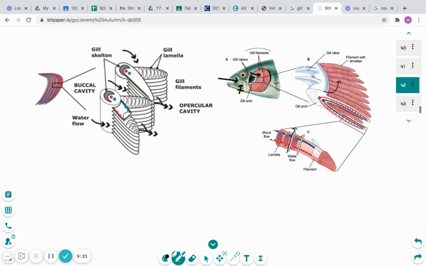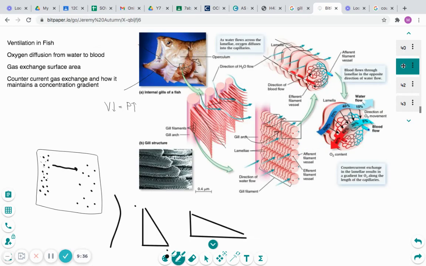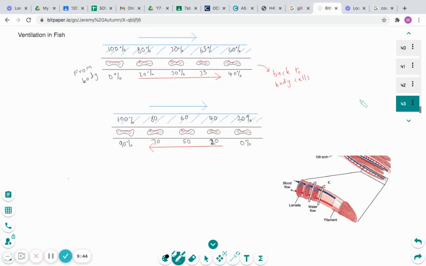So you can see the water is moving this way, but the blood is moving this way. We say that it's countercurrent. So we're going to talk about this now: countercurrent gas exchange and how it maintains a concentration gradient. So let's have a look.